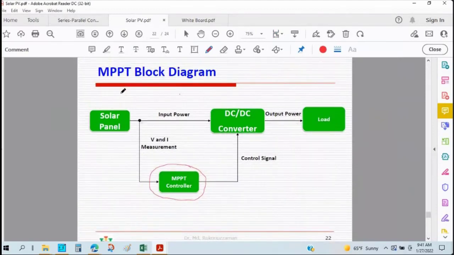If I ask you to draw only the block diagram, will it be difficult for you? You just have to mention the four blocks we have here: the solar panel, DC-DC converter, the load, and MPPT controller, and how they are connected. This is the input power, Sir, and here the MPPT controller and DC-DC converter are not connected, sir. But you showed it in the figure, sir. You drew it connected.